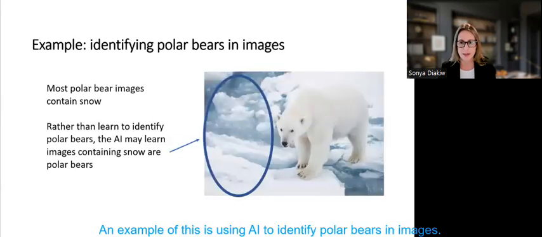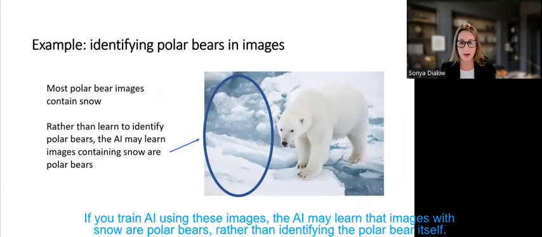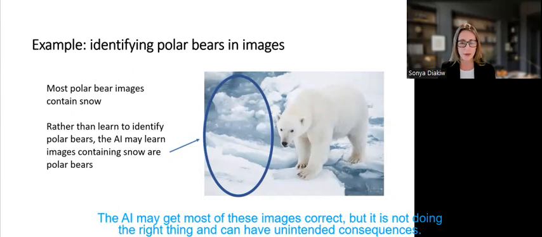An example of this is using AI to identify polar bears in images. Most polar bear images contain snow in the background. If you train AI using these images, the AI may learn that images with snow are polar bears, rather than identifying the polar bear itself. The AI may get most of these images correct, but it is not doing the right thing and can have unintended consequences.